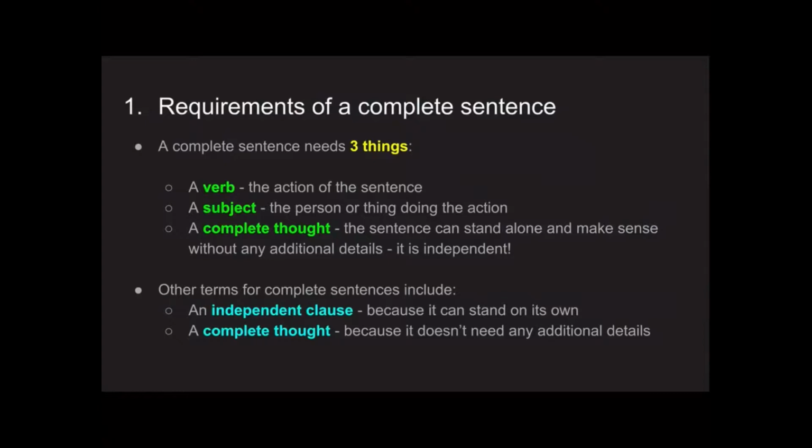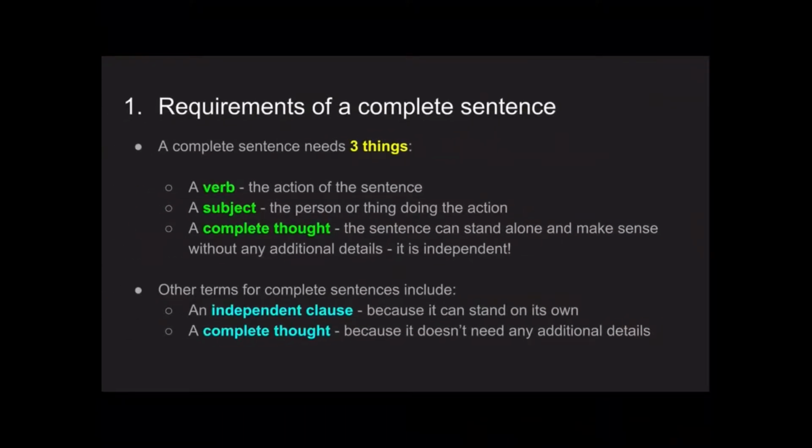Other terms that you might hear in class or during the course of this video for complete sentences might be something called an independent clause. And that's an interesting word because complete thoughts are independent. They don't need anything else to stand on their own. So they are independent, if you will. You can also call a complete sentence a complete thought because it doesn't need any additional details to be complete. So just keep an eye out for those additional terms and know that if I'm saying one of those two things, I'm still talking about a complete sentence.